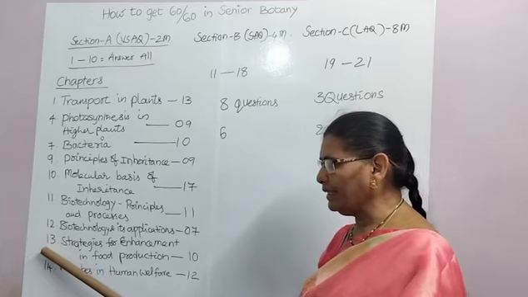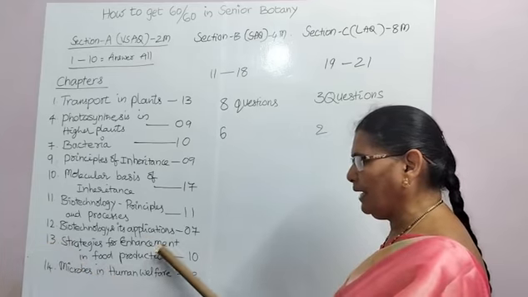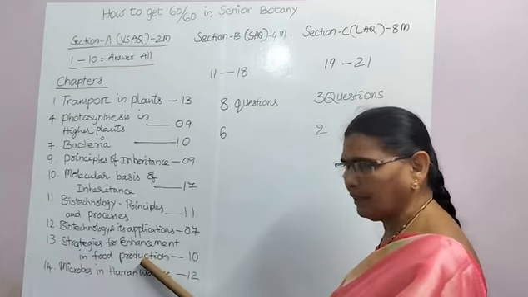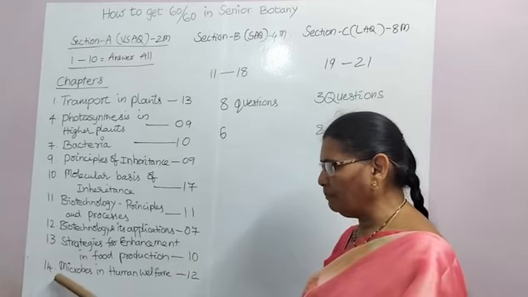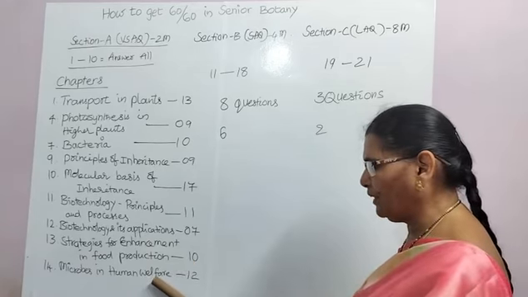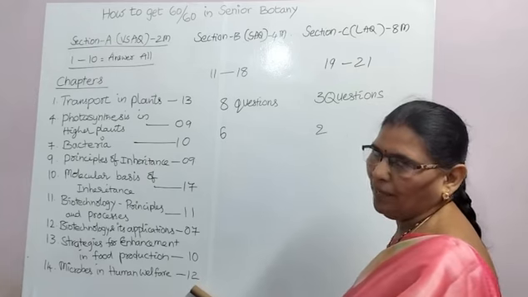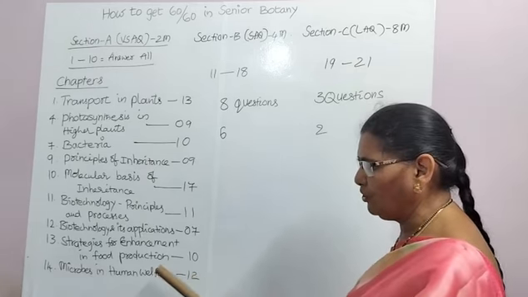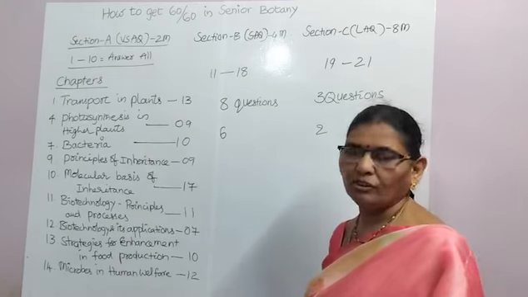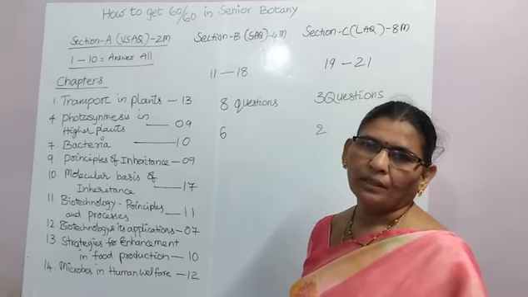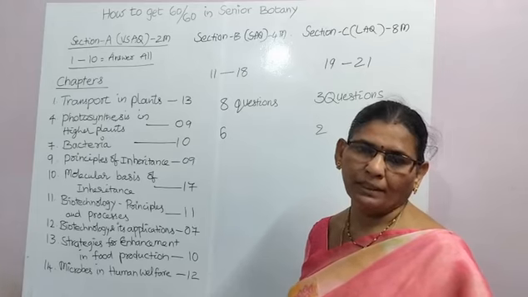Next, chapter 13, Strategies for Enhancement in Food Production. There are 10 questions. Next, the last chapter, Microbes in Human Welfare. 12 two-mark questions. If you go through them, you have 1. So this is the list of 2 marks questions in the second year botany syllabus.